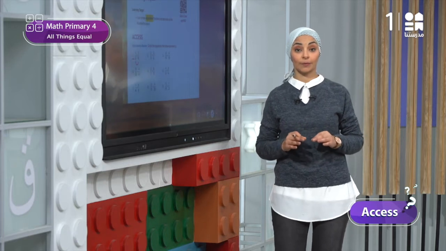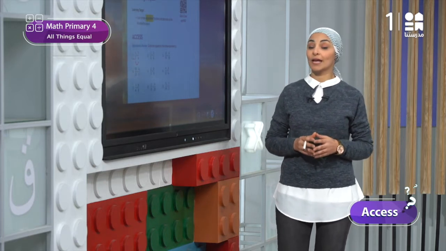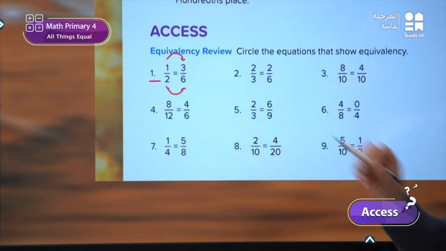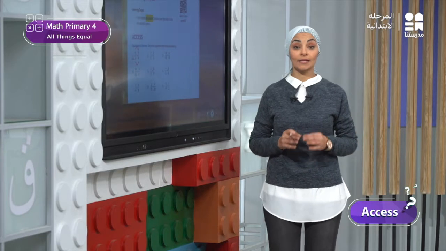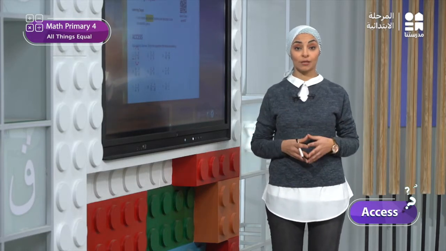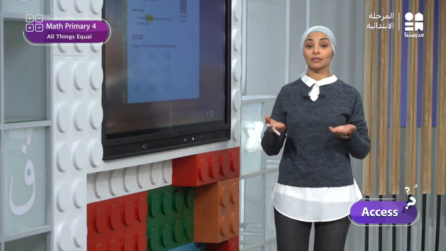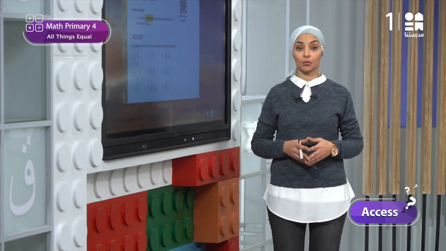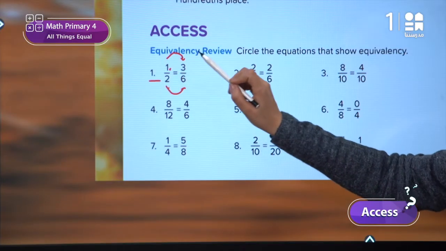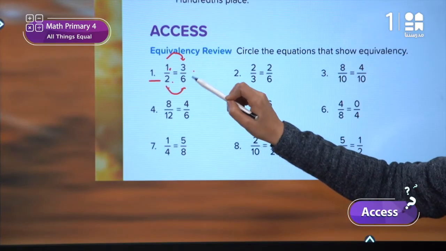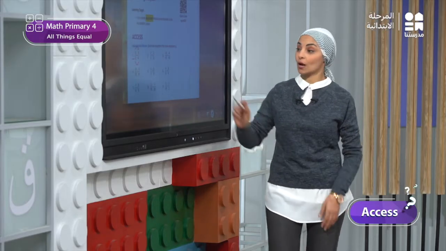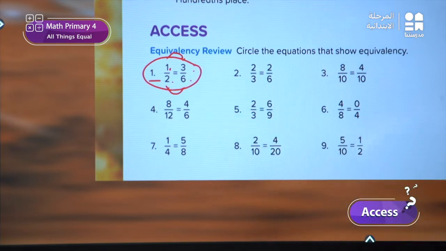I will use multiply. Now I want to know what number times 1 gives me 3? Yes, excellent. 1 times 3 gives me 3. Okay, when I multiply 1 times 3, I must also multiply the denominator times 3. So 2 times 3 gives me 6, so these two fractions are equivalent fractions. So I will circle the two fractions because they are equivalent to each other.